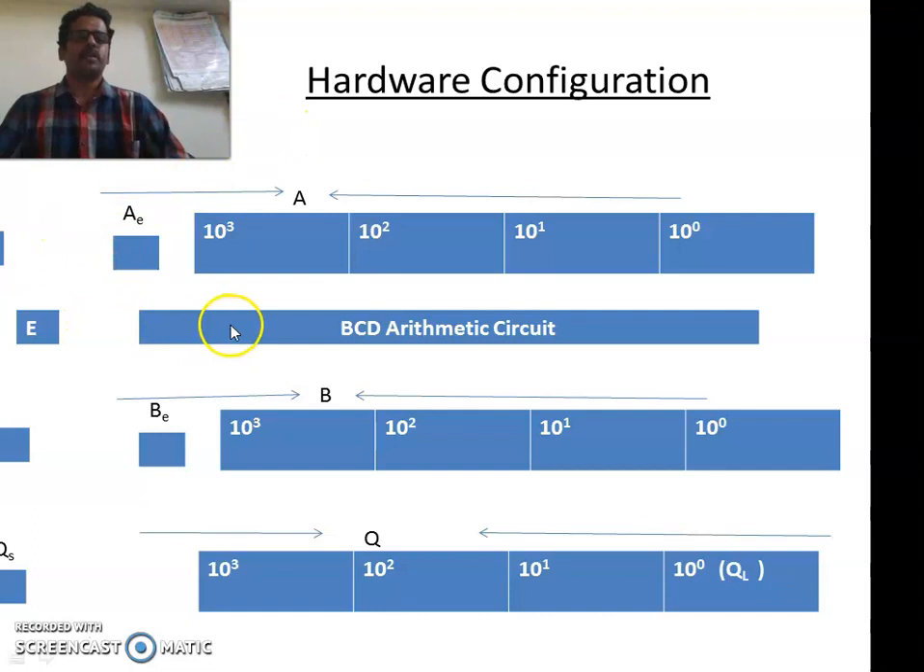The next is the BCD arithmetic circuit, which is going to perform an arithmetic operation, and if any carry occurs, that carry will be placed in register E. The arrangement for register B is very similar to the arrangement of register A. Then we are going to discuss the Q register. This is the sign digit of the Q register, and the Q register has 4 BCD digits. Note that the rightmost digit is QL.